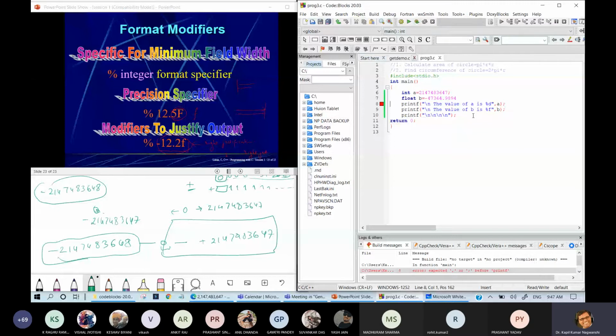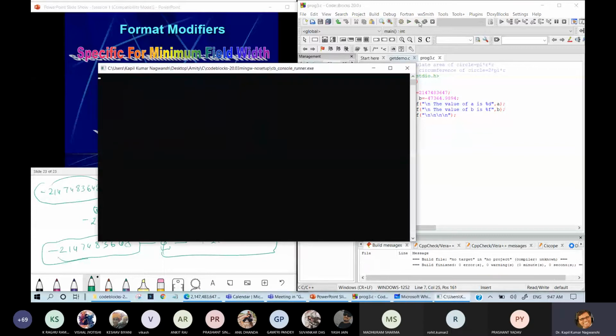Some mistake is there? Error, semicolon, okay, correct. So here you can see that this answer is in zigzag fashion, meaning one answer is coming here and another is coming here. Let me write a meaningful value, because it is a very big value. Now if we run this program, again the same problem is coming.